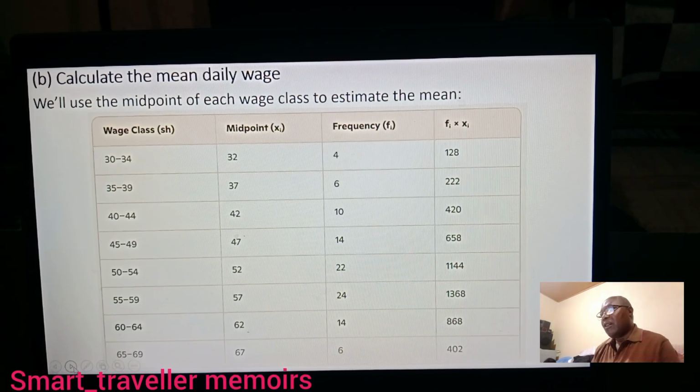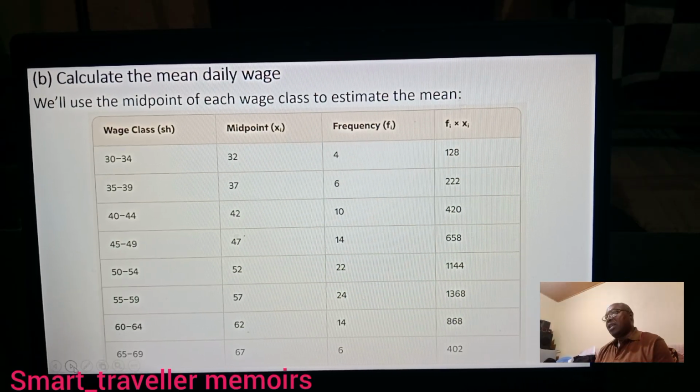The frequency, of course, is given. You have already calculated the frequency for 50 to 54, and therefore the frequencies are 4, 6, 10, 14, 22, 24, 14, and 6. When you multiply the frequency by the midpoint, you get 32 times 4 is 128, and then you do the multiplication for all the others so that the frequency times the midpoint column will be 128, 222, 420, 658, 1144, 1368, 868, and 402.